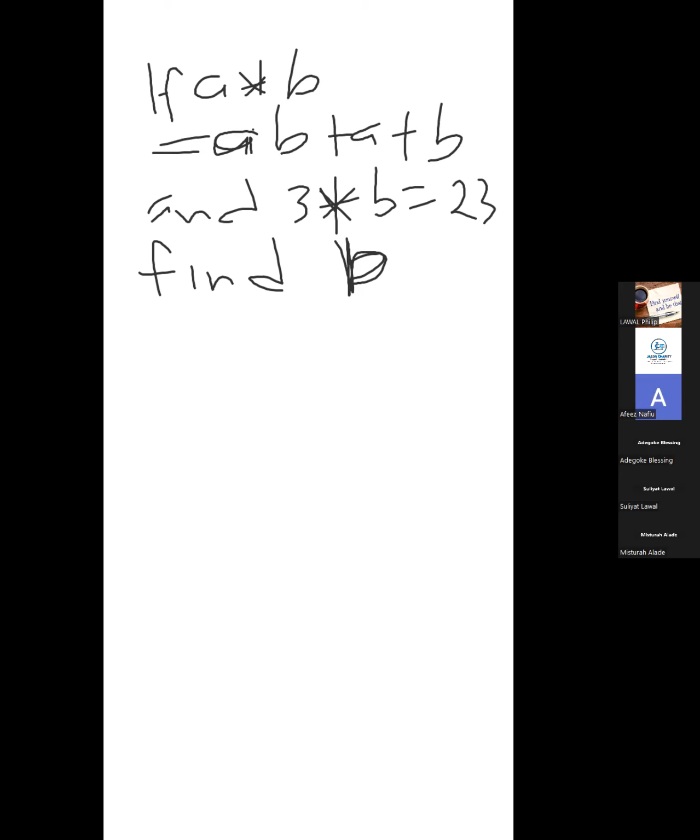10, sir. Yeah, what's the answer? 10. Yes. 10 is not correct. 5. Who said 5? Suliat. That's correct. 5 is correct. 10 is not correct. Okay. Is there anyone who can talk us through the solution? Probably you can explain how you got your answer, Suliat.